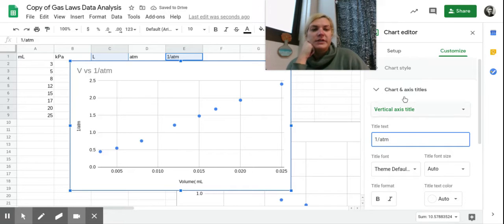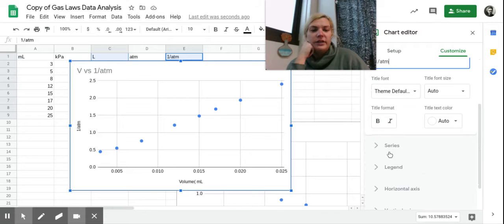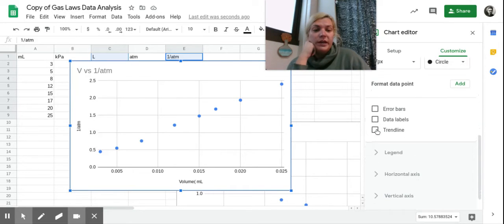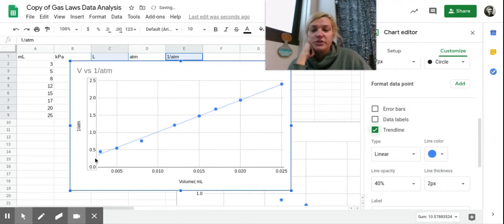And now we're going to stay on this customize, okay? And we're going to scroll down and click on series. Then I'm going to scroll down even more, and I'm going to see something that says trend line. I'm going to click on this because it's going to give us a line of best fit so we can get a slope. Okay, so I'm going to do trend line. And so here's our best fit line, which looks pretty good. We got some really good data.